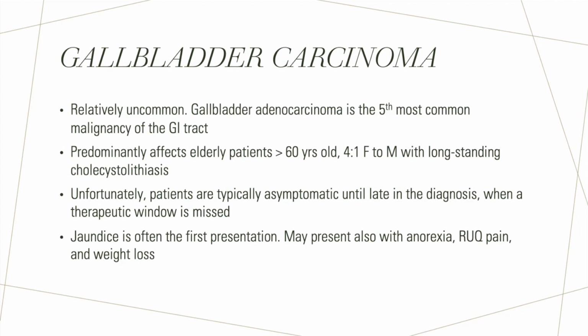Unfortunately, patients are typically asymptomatic until late in their diagnosis, where they miss that therapeutic window, or they may have been able to have resection. Jaundice is often the first presentation. They also may present with anorexia, right upper quadrant pain, and weight loss.